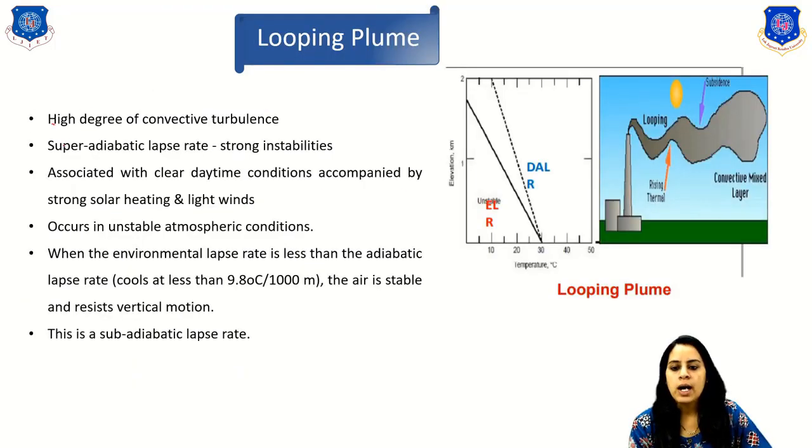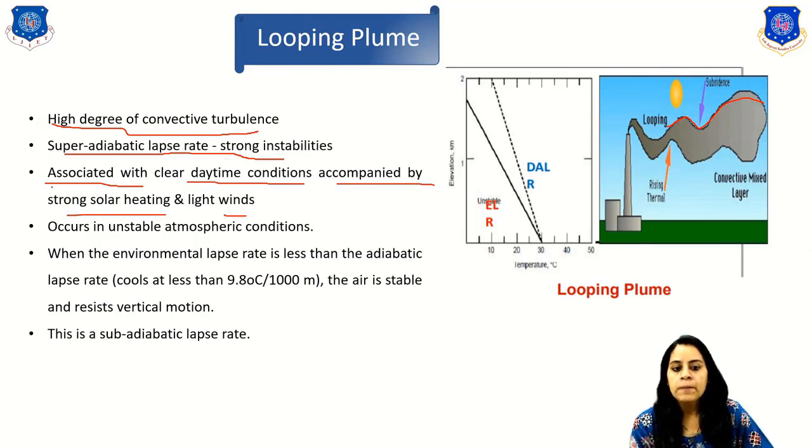Basically it has a high degree of convective turbulence, right? Here you can see that the turbulence is formed. This is a super adiabatic lapse rate because it is a strong instability condition. It is associated with clear daytime conditions accompanied by strong solar heating and light wind. It occurs in an unstable atmospheric condition, when the environmental lapse rate is greater than the adiabatic lapse rate of 9.8 degrees Celsius per kilometer, and the air is unstable and there exists vertical motion.